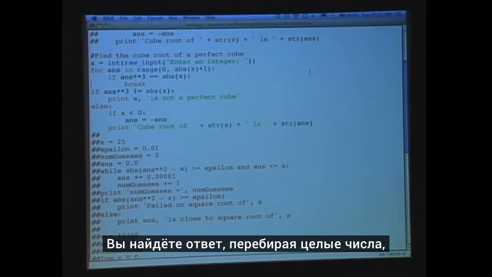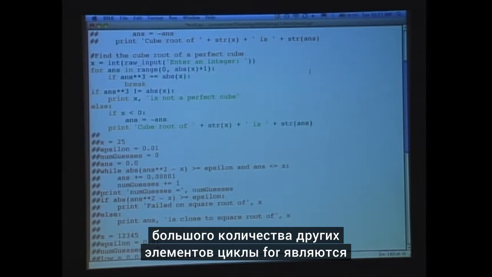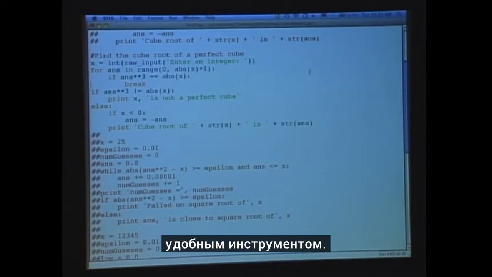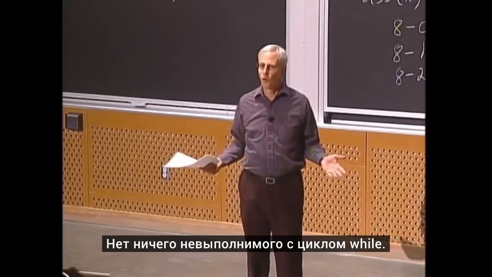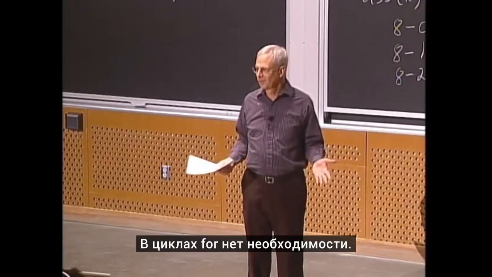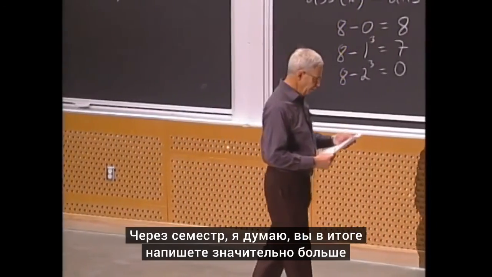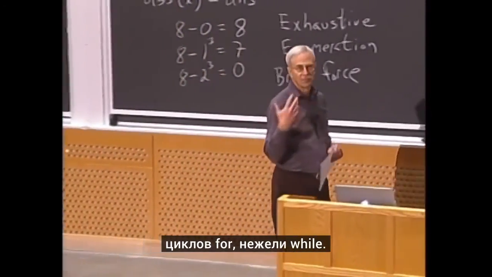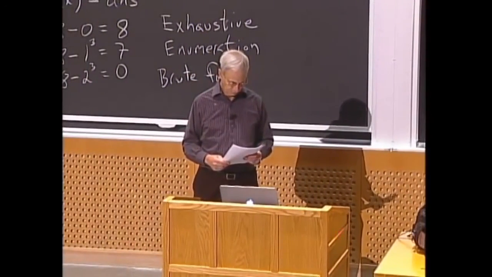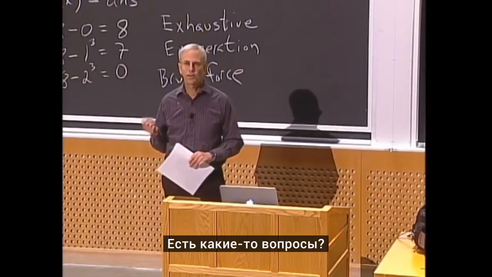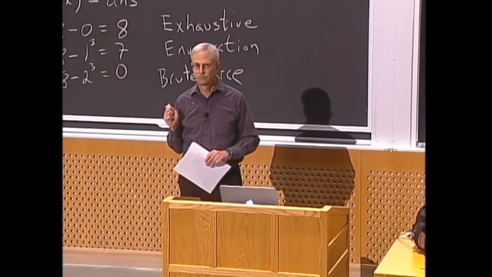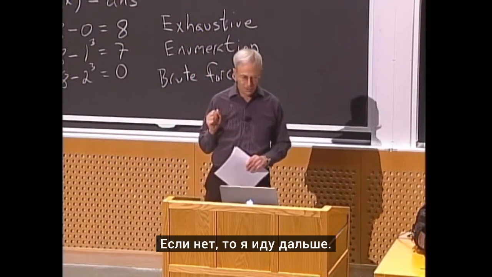So you'll find, particularly when you're iterating over integers, but later we'll see when you're iterating over a lot of other kinds of things, for loops are a very convenient shorthand. There's nothing you can't do with a while loop. You don't need for loops. But they do make life easy, and over the semester, I think you'll find you'll end up writing a lot more for loops than you will while loops. Okay? Any questions about this? If not, I'm going to move right along.